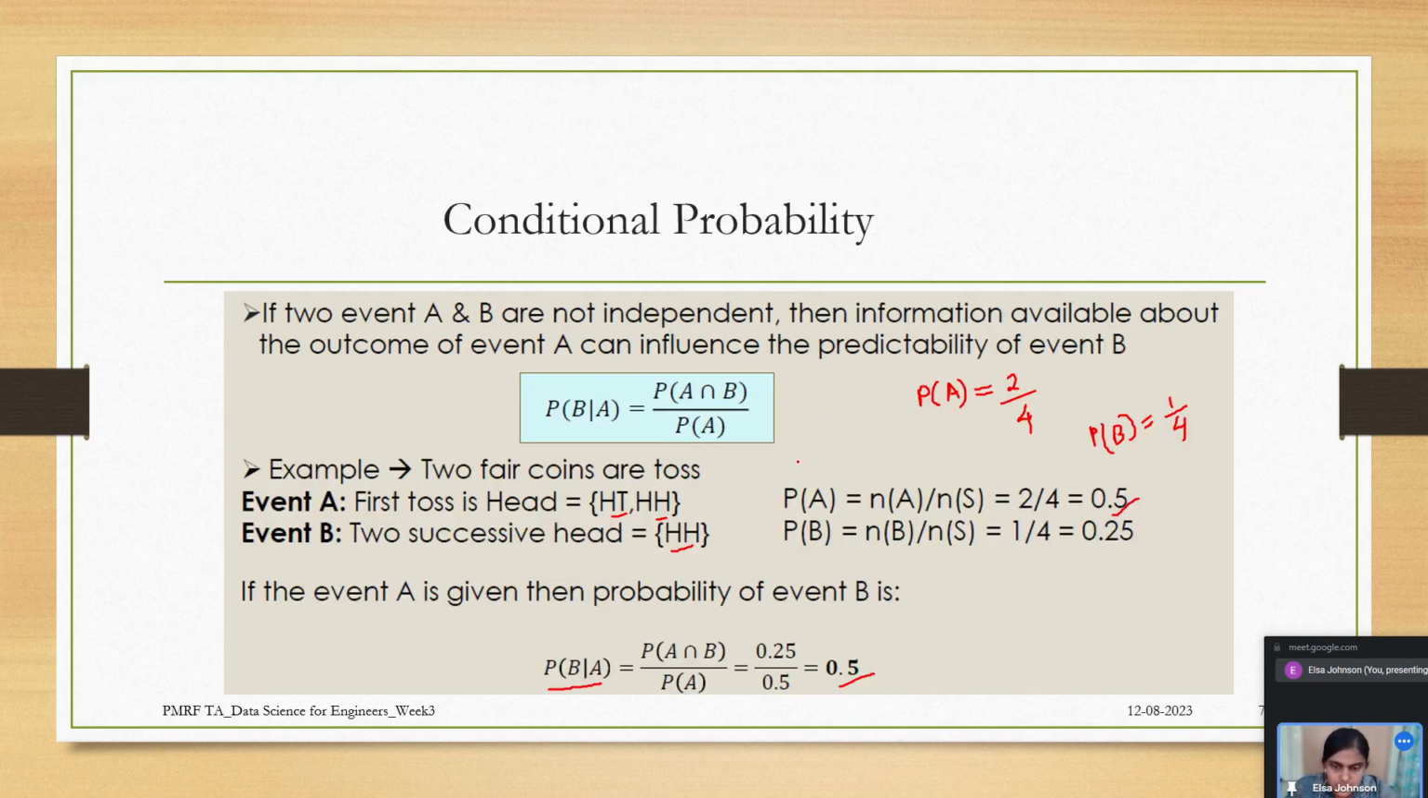Conditional probability, total sample size. This one is probability of A. Total sample size means there is HH, HT, TH, TT, right? So 4 will be there, and one of the events is HT and HH.